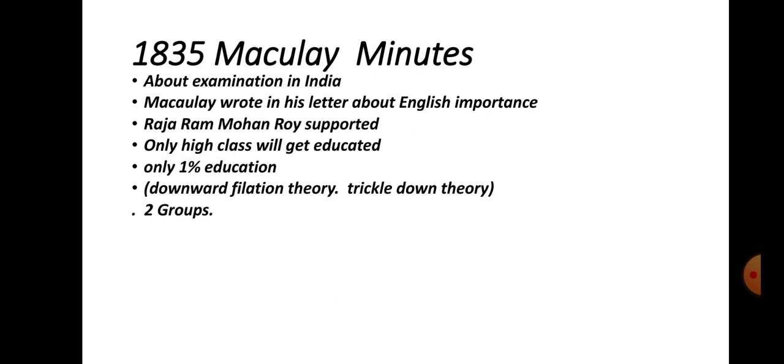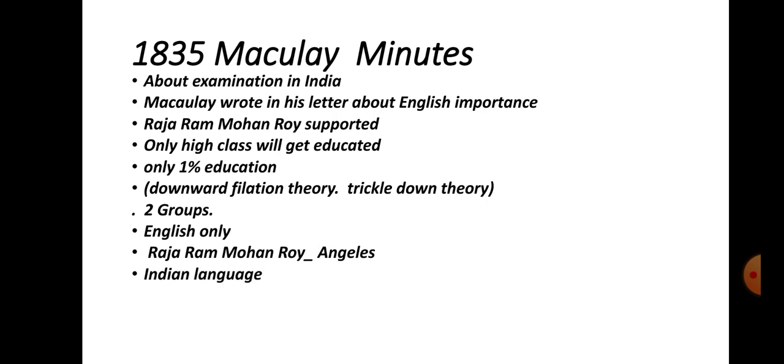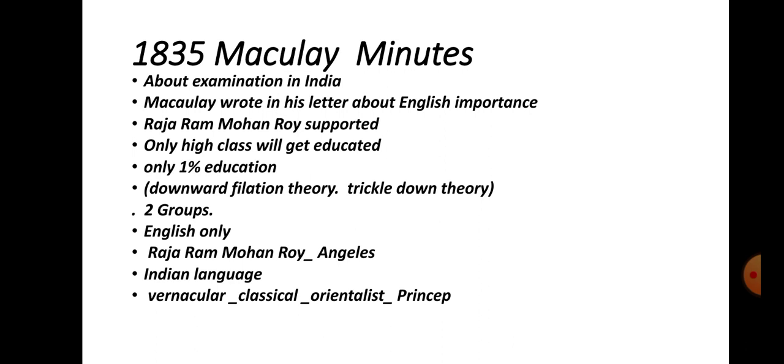So here it makes two groups. First is English only and next is Indians only. English only members, who support the English language, like Raja Ram Mohan Roy, we'll call Anglicists. Then Indian languages, that is vernacular and classical languages, for them we'll say Orientalists. So it was supported by Princeton. These are the important concepts of Macaulay Minute. Okay, I hope you are all getting it.